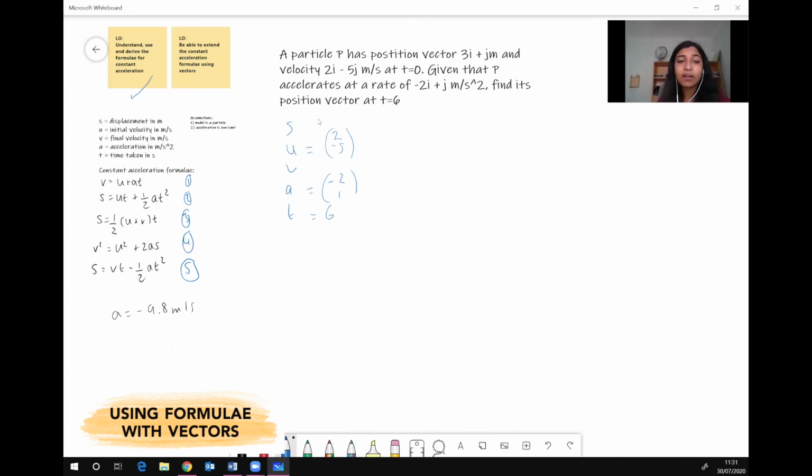So that means we just want to know how far it's travelled, so we want to find our displacement. We want to find which equation doesn't have v in it, so we can use this equation. We could say S is just equal to ut plus half at squared. Now we rewrite this in our vector form, with t is 6 and u is 2, minus 5, plus a half times 36, times our acceleration, which is minus 2 and 1.